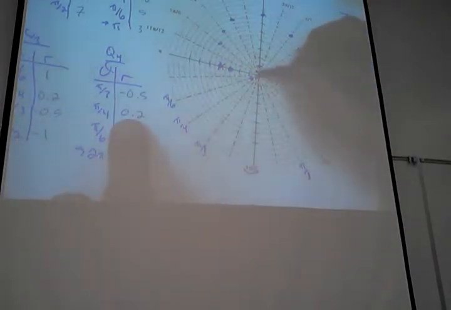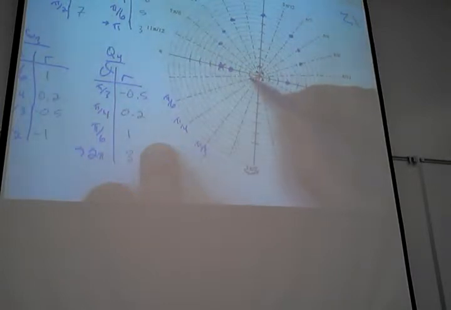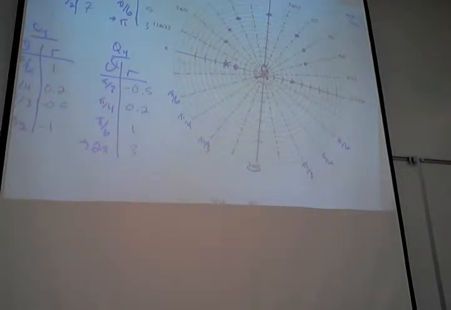Pi over 4, it's 0.2. So pi over 4, now I'm out here. It's 0.2. So I have to keep in mind that I went like this. Might as well draw that now, so I don't get lost. It's the connected dots where there are no numbers next to the dots.